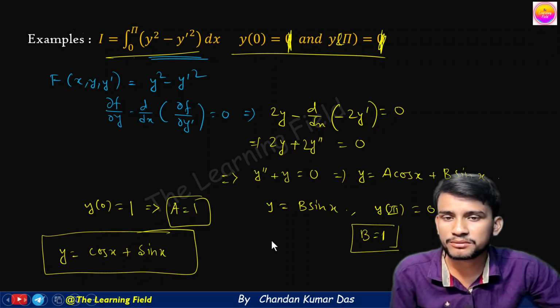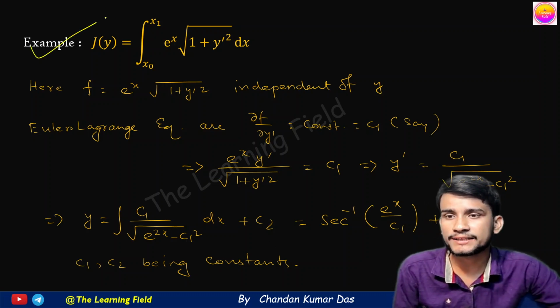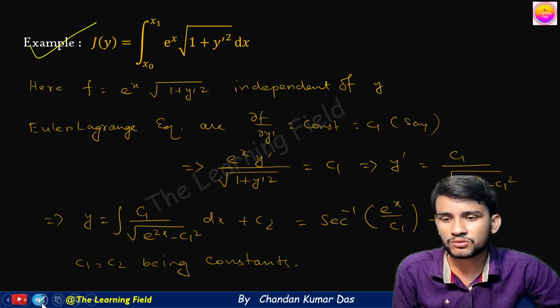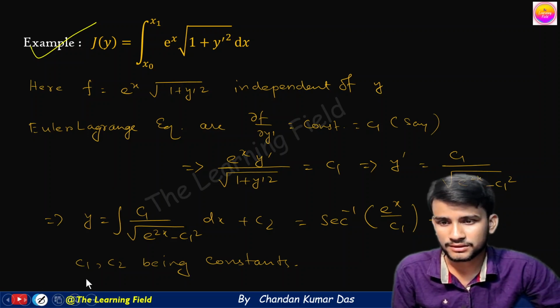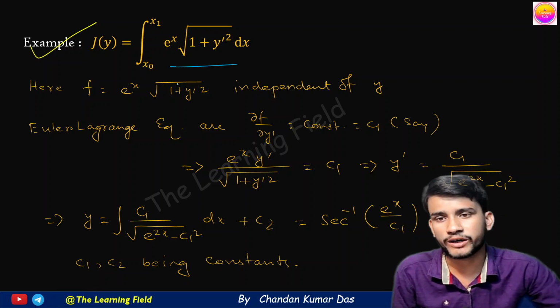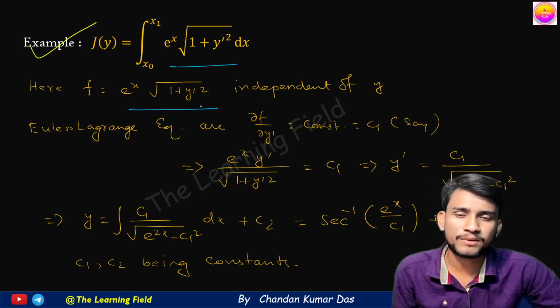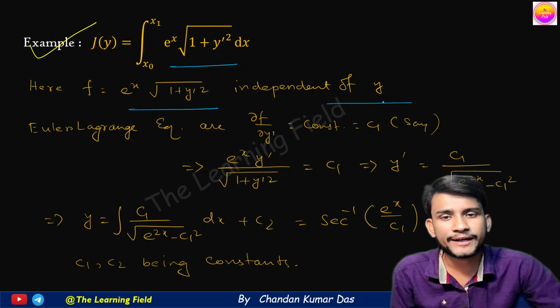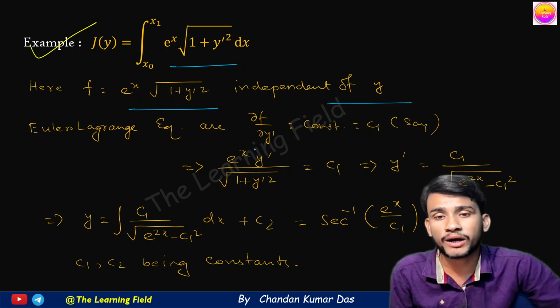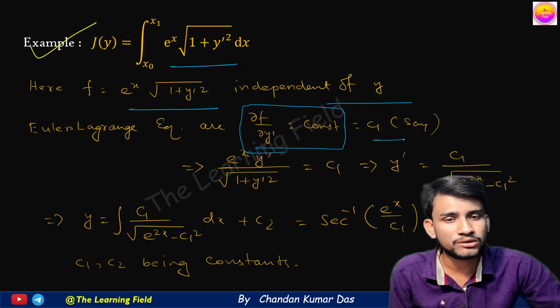So this type of problem we solve using this, and there are different types of methods. Here we can take another example, which is J(y) equal to the integral from x0 to x1 of exponential x into 1 plus y dash square. Now f is equal to exponential x into 1 plus y dash square. This is independent of y, and the Euler-Lagrange equation in the case of independent of y, we can write as ∂f/∂y dash equal to constant, equal to c1 if we take.